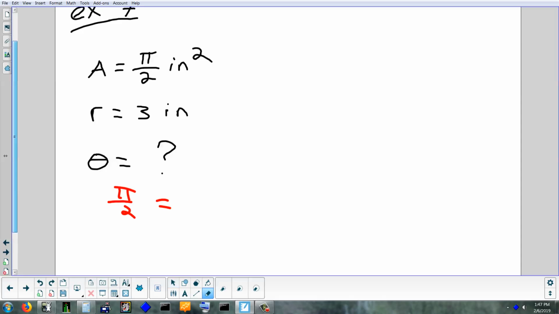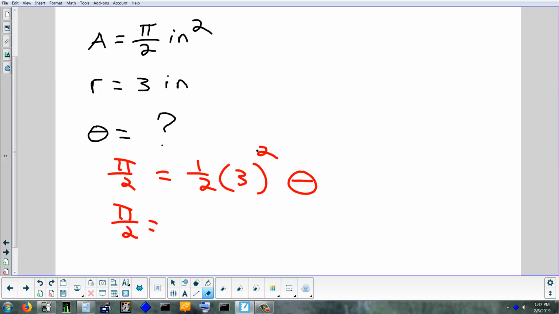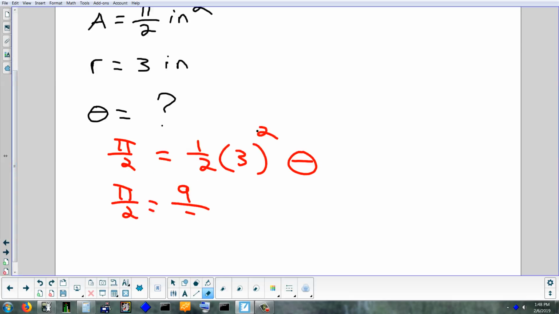What comes after the equal sign? 1/2. Next thing? 3 squared. And the last thing is times theta, which I don't know. Now, my advice on the right-hand side is just leave it as a fraction. Don't write it as a decimal. It's going to be more confusing. So, what's 3 squared? 9. And then half of 9 is just 9 halves. Just write it as 9 over 2. Don't even worry about what it is as a decimal.